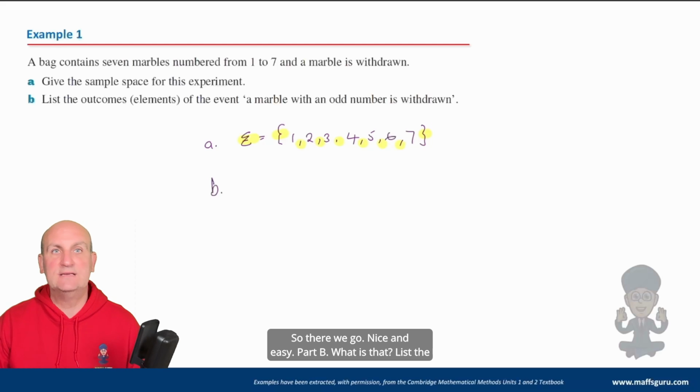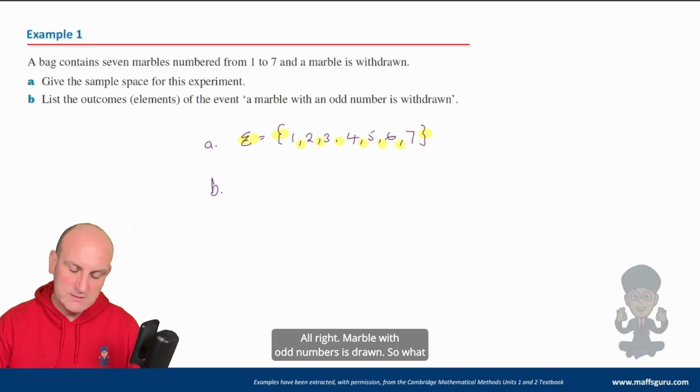Part B, what is that? List the outcomes, the elements of an event. A marble with an odd number is withdrawn. All right, a marble with an odd number is drawn. So what do we do? So let's call this, oh, I don't know, outcome A.